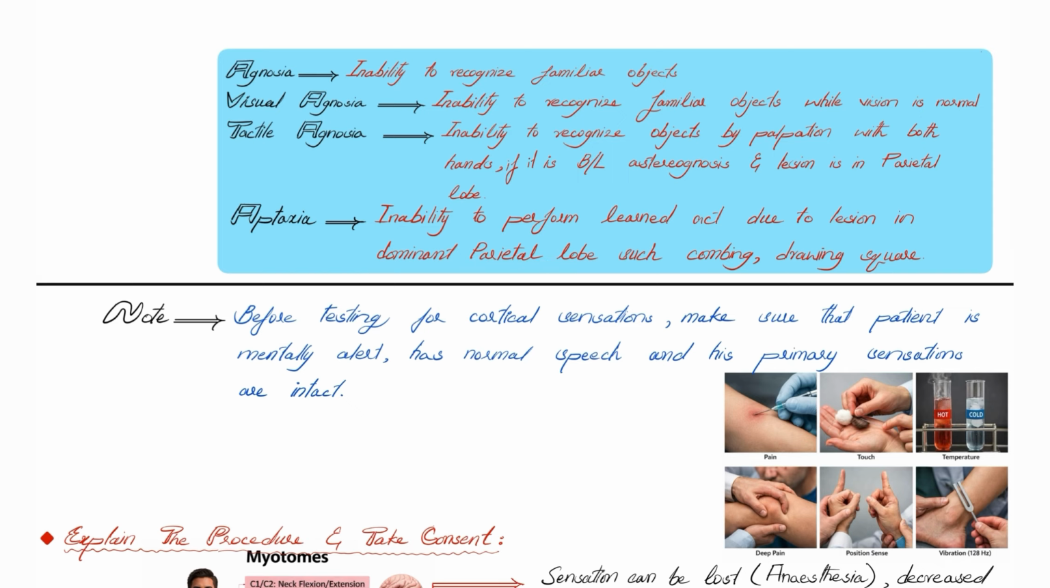doing common household activities. And one should note that before testing for cortical sensation, make sure the patient is mentally alert and has normal speech and his primary sensations are intact. So if you want to test the cortical sensation, the primary sensations must be intact, otherwise you will never test the cortical sensations.